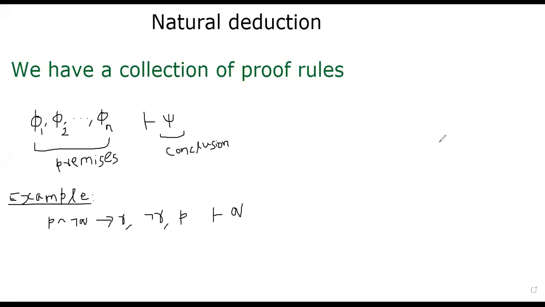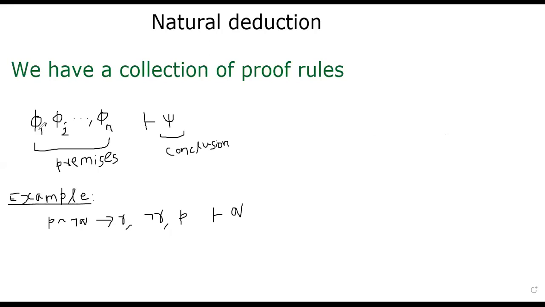Hello, welcome back. In this segment, I will introduce you to the notion of natural deduction. In logic, we have a collection of proof rules. The proof rules have multiple benefits. For example, you have a bunch of premises and you would like to draw a conclusion. You need to apply a well-defined proof rule. So you have the proof rules. You need to somehow use the proof rules to arrive at the conclusion from the given set of premises.